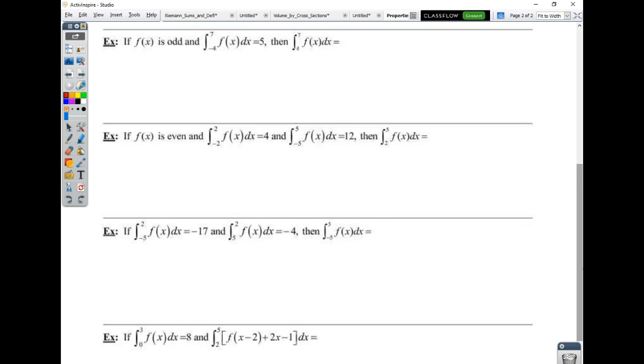So I know I have a function that's odd. And what that tells me, I want to draw a picture of it. Like I said, drawing pictures is a good thing. So I've got a function that's odd. Don't know about you, that looks pretty odd to me. I know that from negative 4 to 7, this whole thing right here is 5.